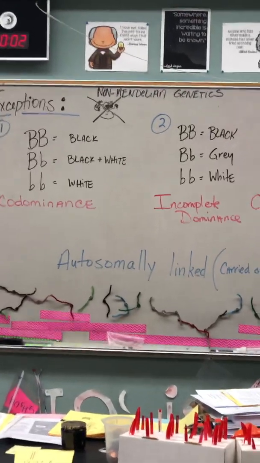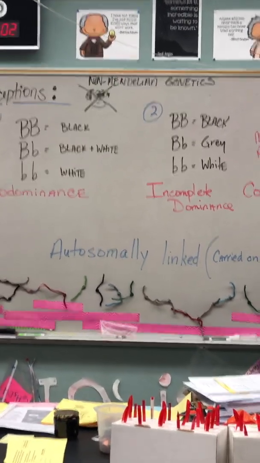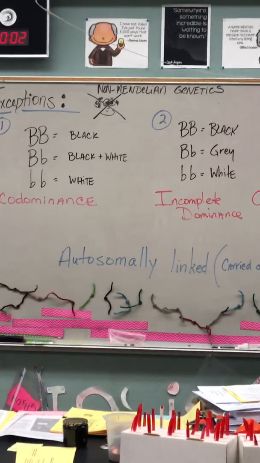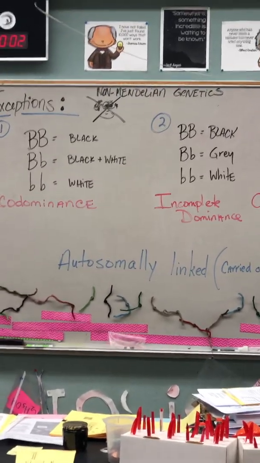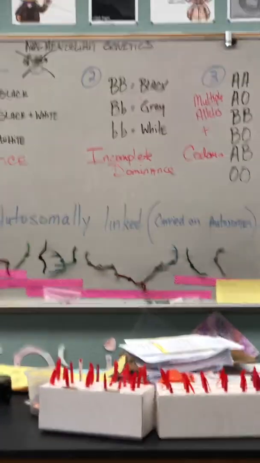In this case, the heterozygote is gray. So we don't see black and we don't see white. We actually see a middle of the road presentation. That means neither trait, big B or little b, is dominant. So we call that incomplete dominance. We looked at one more of those exceptions.